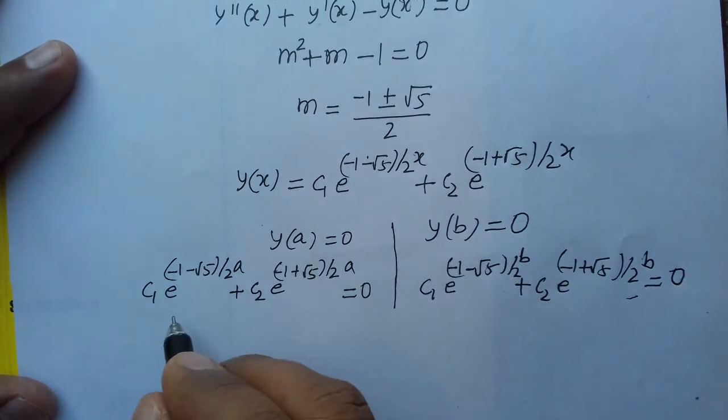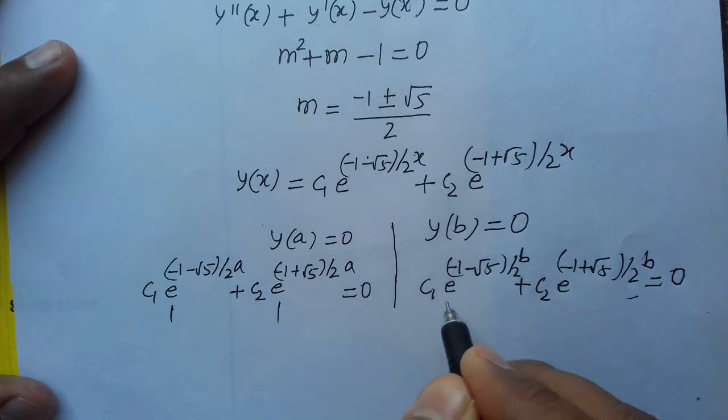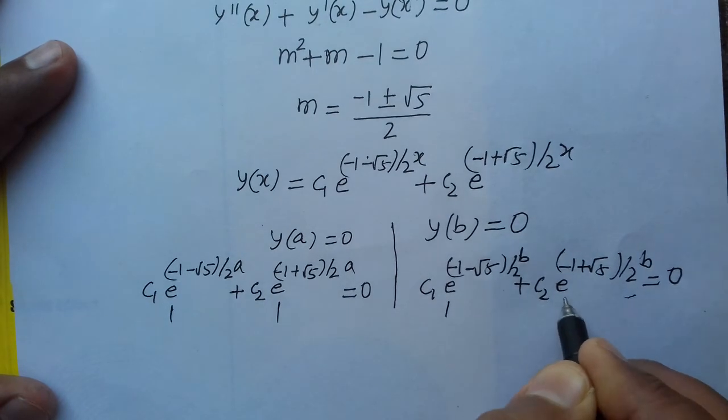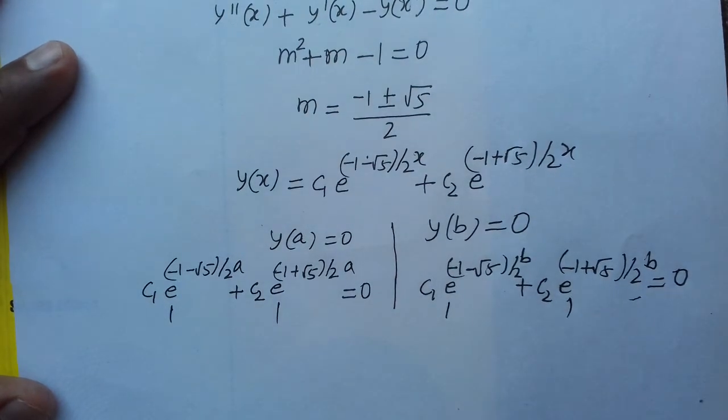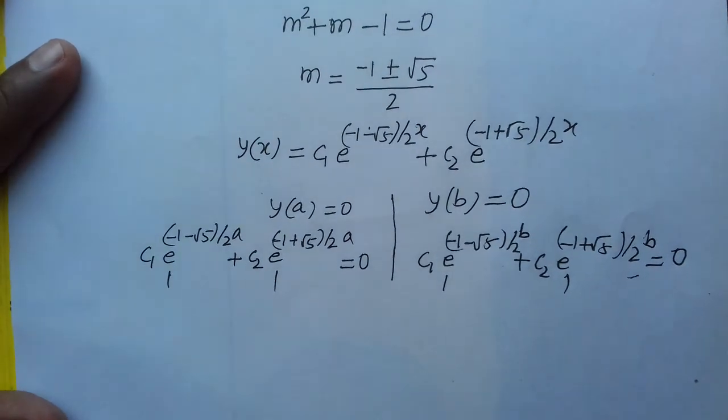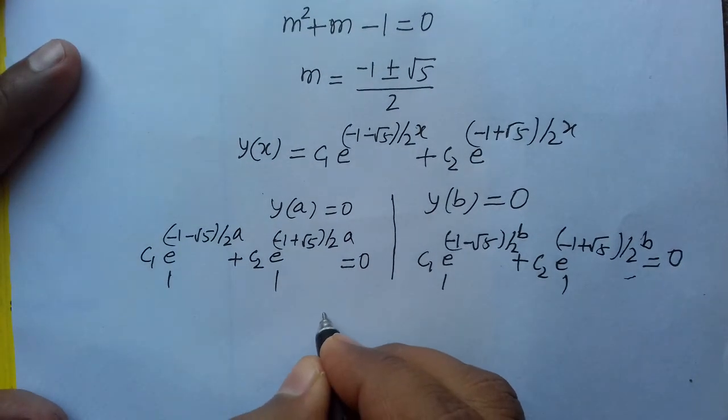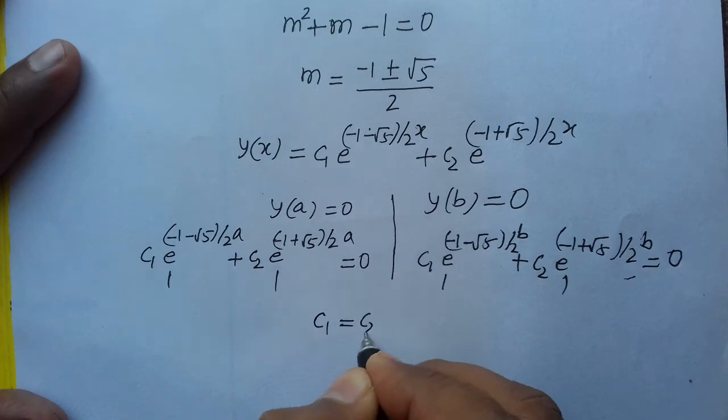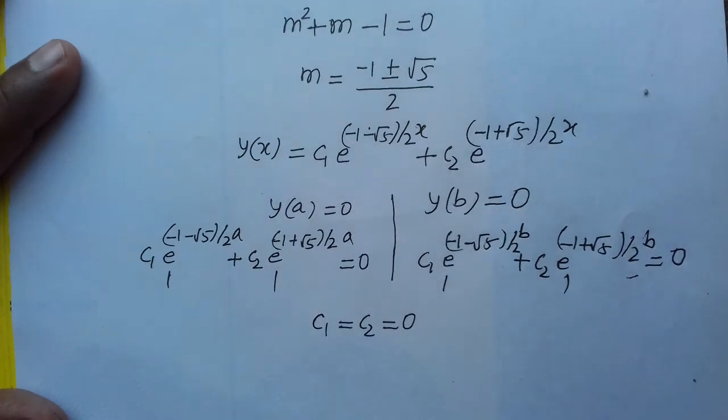And these are exponential functions. Exponential functions are never equal to 0, always positive. So the only way is that we have to assume c1 equals c2 equals 0.